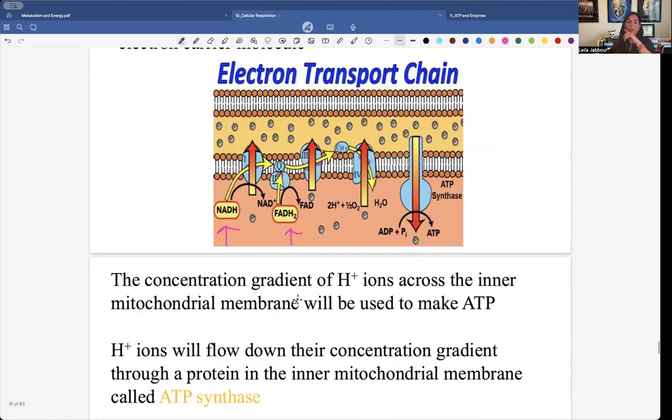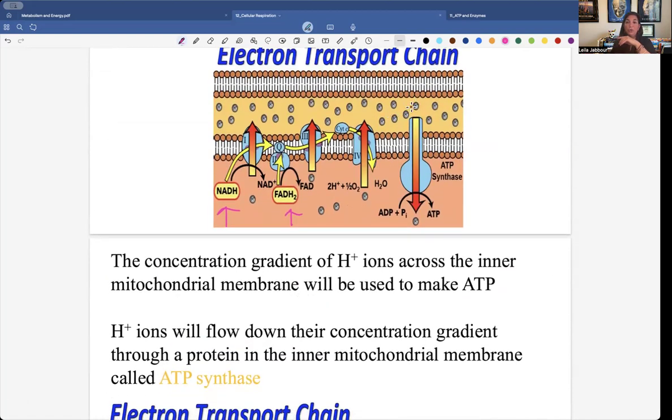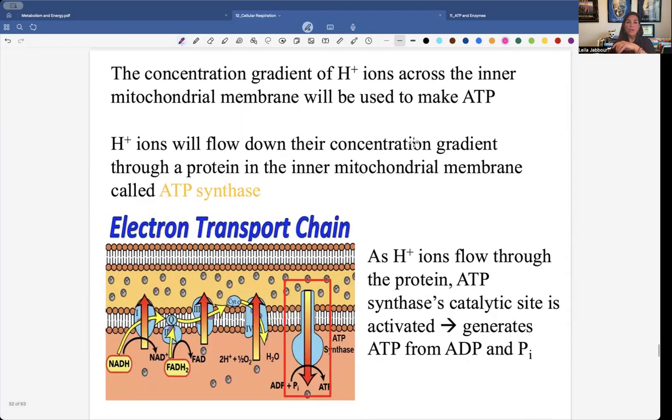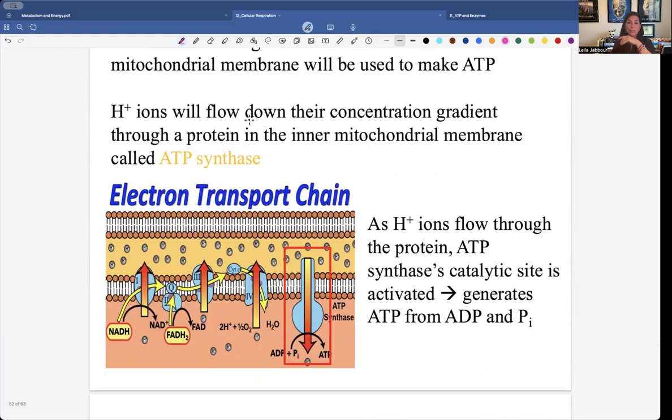And then finally, the concentration of hydrogen ions being so high on one side, when you open the ATP synthase tunnel, the hydrogen ions will flow down their concentration gradient. That's passive transport. So that movement itself doesn't require energy because it's from high to low, right? From high concentration to low concentration. But the movement of these hydrogen ions down this tunnel literally generates the energy necessary for the ATP synthase to spin.